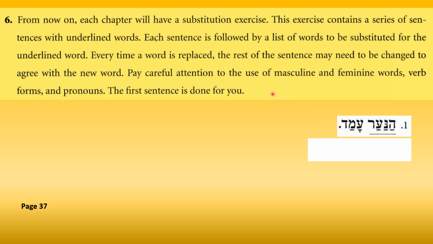All right. So the instructions here is you'll have a sentence with underlined words, and then that will be followed by a list of words to be substituted for the underlined word. Okay, so when you replace a word, if that word was masculine, you replace it with feminine, then other things in the sentence might need to change.